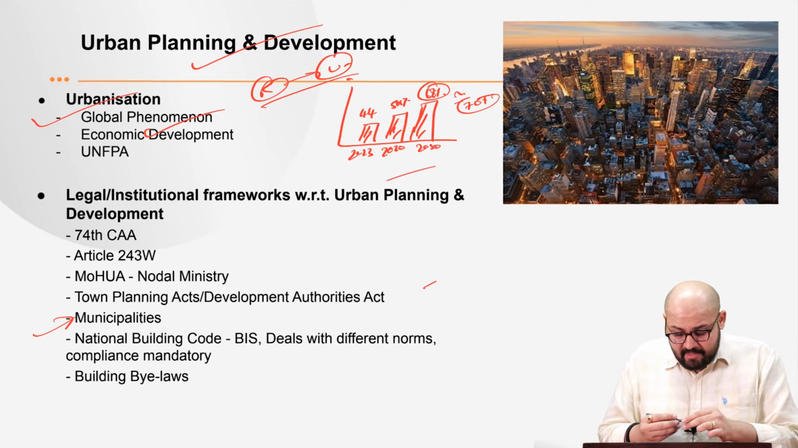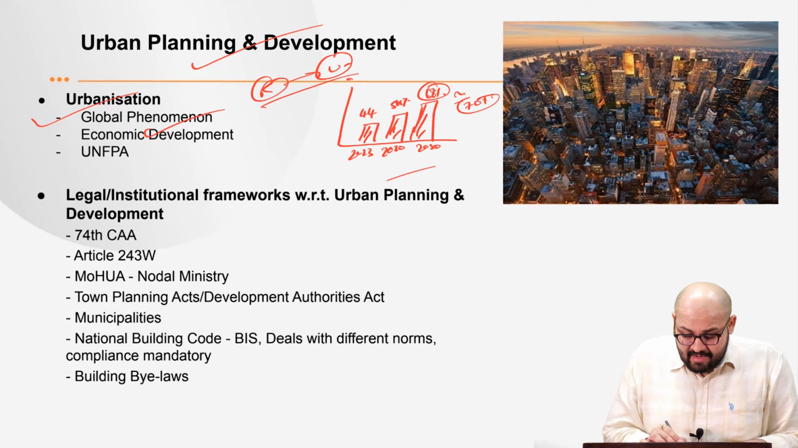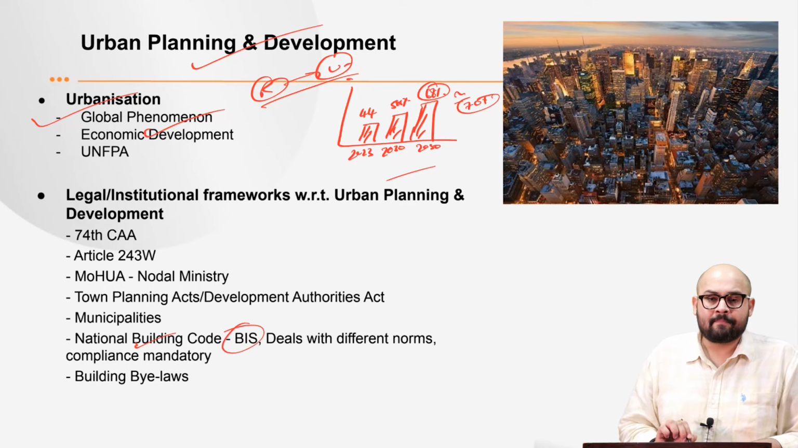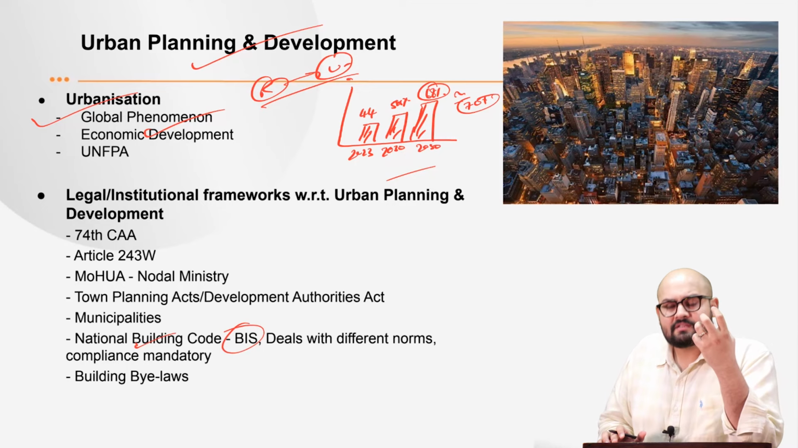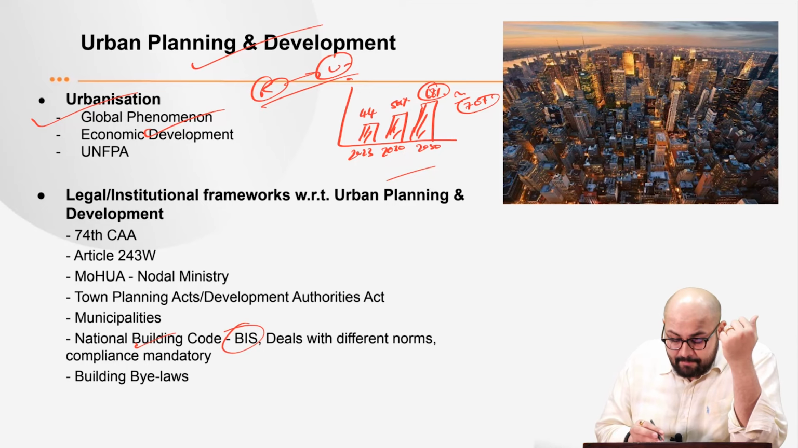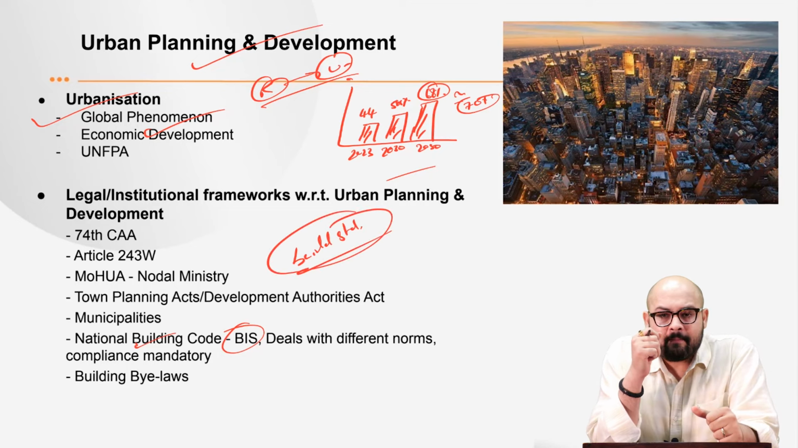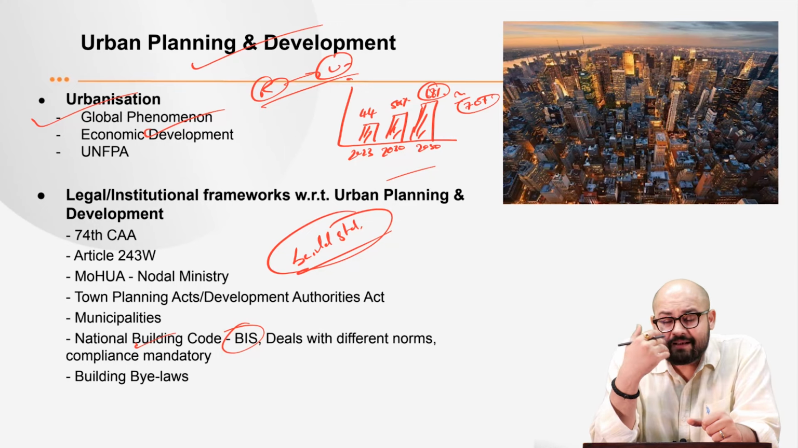Now, coming to the most important part, which this article also focuses upon, that is the National Building Code. See, we have got a National Building Code by the Bureau of Indian Standards. The Bureau of Indian Standards made this National Building Code. What is this code all about? See, it is a holistic code which talks about the building standards which should be abided by. Any building, if its construction is taking place, should abide by these provisions which are highlighted in the National Building Code. Now, obviously, since it has holistic provisions, it deals with different norms.